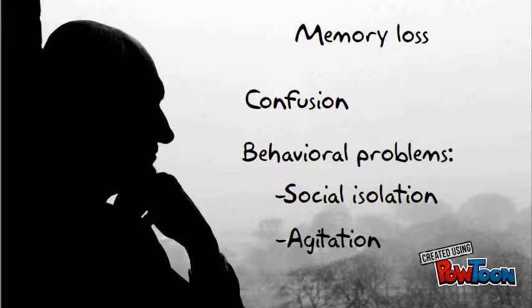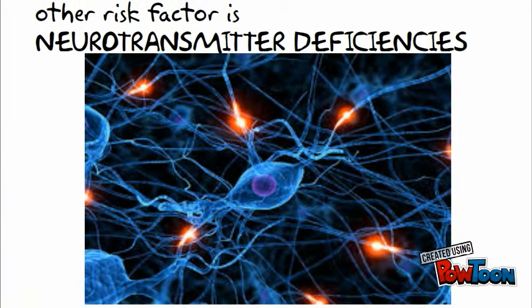Other risk factors are neurotransmitter deficiencies. Serotonin deficiency affects mood, sexual behavior, sleep cycles, hunger, and pain perception. Norepinephrine deficiency affects attention and behavior.